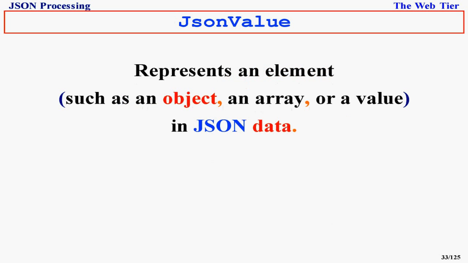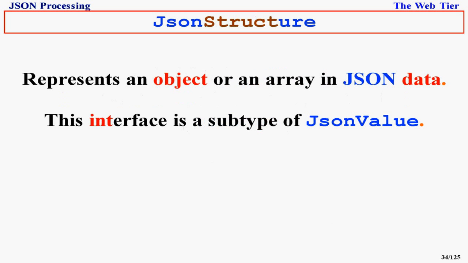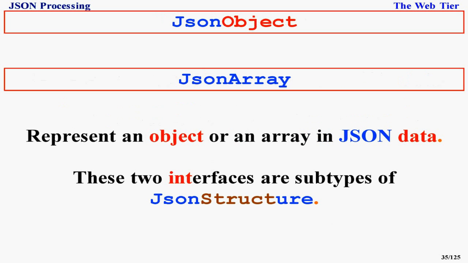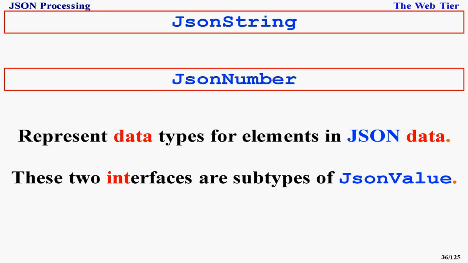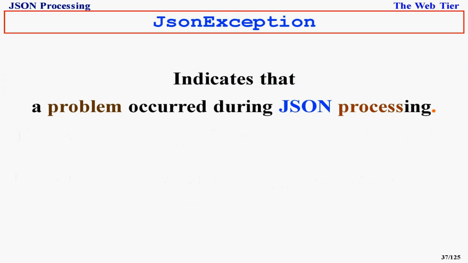JsonValue represents an element such as an object, an array, or a value in JSON data. JsonStructure represents an object or an array in JSON data. This interface is a subtype of JsonValue. JsonObject and JsonArray represent an object or an array in JSON data. These two interfaces are subtypes of JsonStructure. JsonString and JsonNumber represent data types for elements in JSON data. These two interfaces are subtypes of JsonValue. JsonException indicates that a problem occurred during JSON processing.